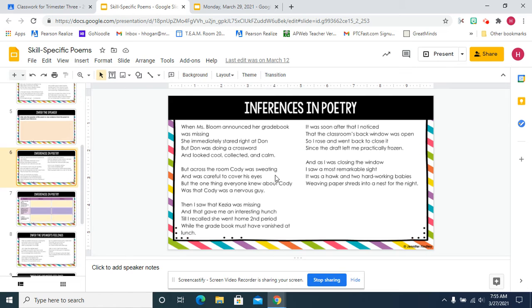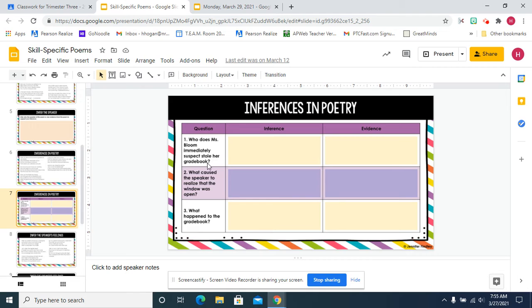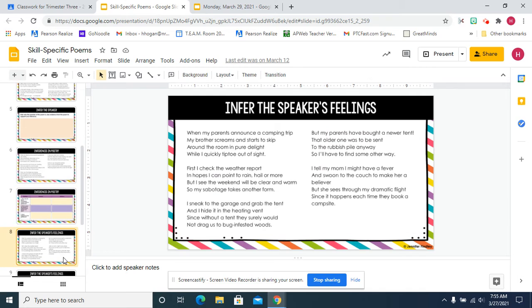Inferences. You're going to read this poem. Who does Ms. Bloom immediately suspect? What is your inference? What is your evidence? What caused the speaker to realize that the window was open? Inference, evidence. What happened to the grade book? Inference, evidence. Infer the speaker's feelings.